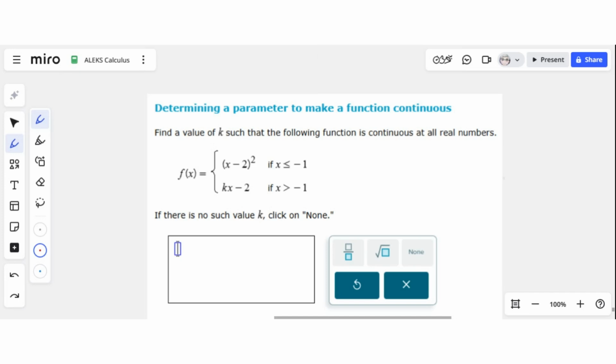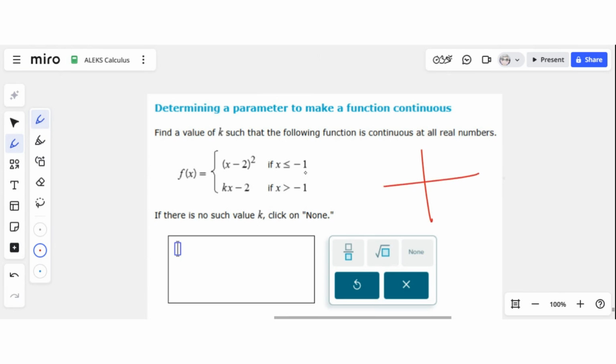In these problems, we're being given a piecewise function. This one has two chunks. And we're being asked to try to fill in a constant that would make the whole thing continuous. Maybe if I draw a picture, this will help explain what this is all about.